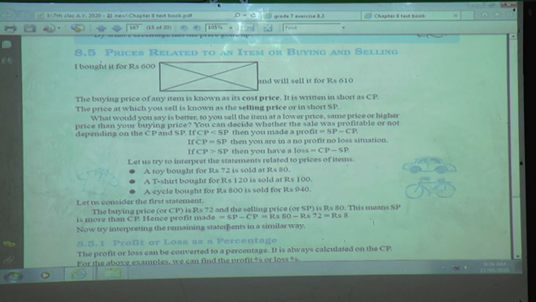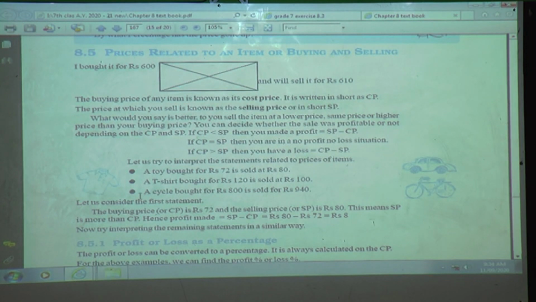SP is how much? 80. 80 minus 72, so that is 8. So we write rupees 80 minus 72 is equal to rupees 8. Now try interpreting the remaining statements in a similar way.